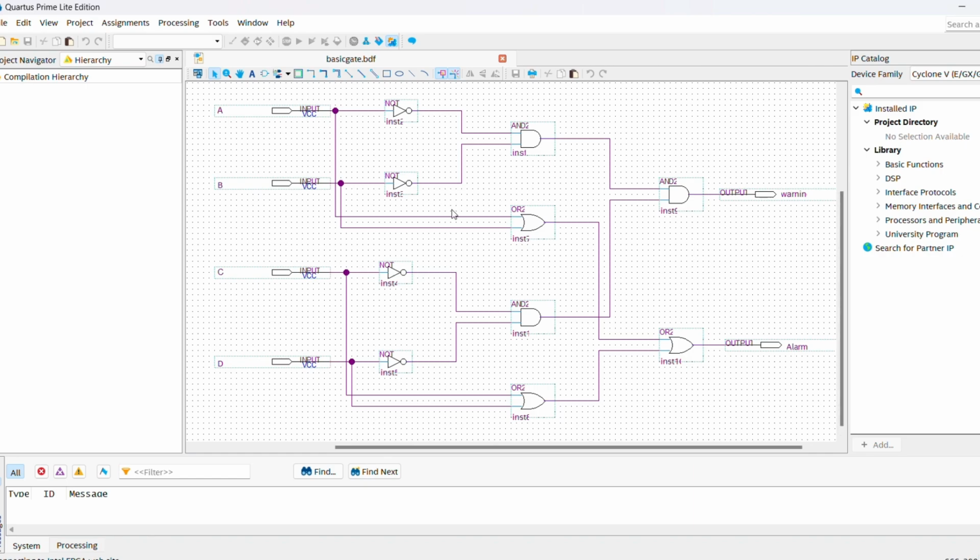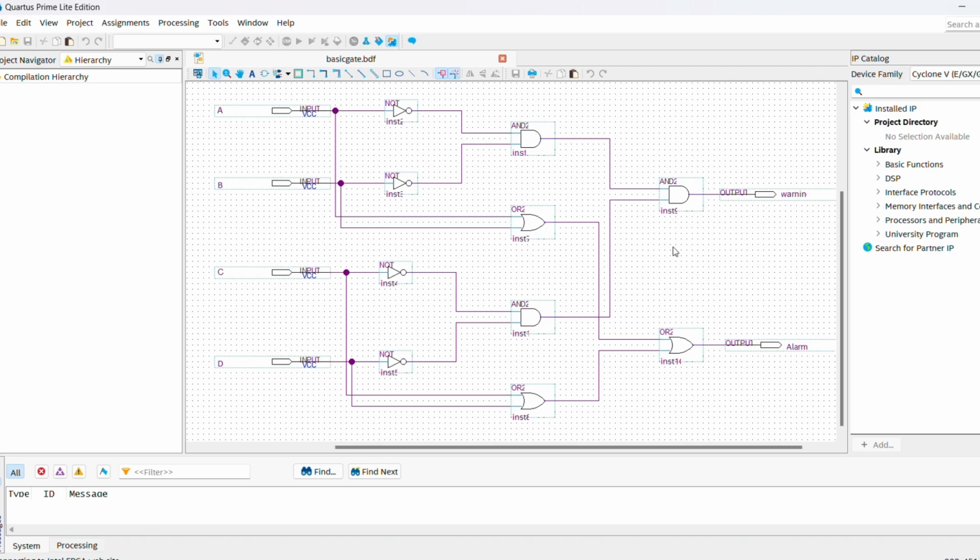The AND gate outputs a high signal, which is 1, only when all of its inputs are high, otherwise the output is low. The OR gate output is high if at least one of the inputs is high. The NOT gate inverts the input signal. In this design, we have 4 inputs, A, B, C and D.